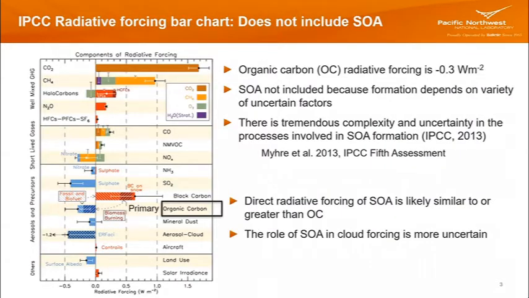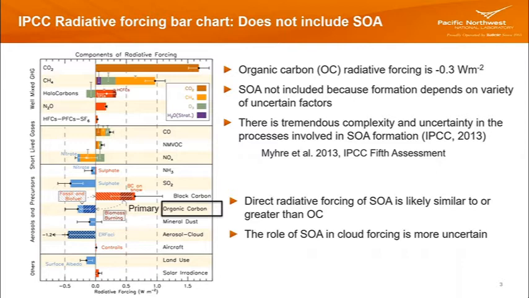Okay, so this is just another chart from the IPCC radiative forcing. On the top, you have all the greenhouse gases, and they are warming. Then in the central portion, you have things like black carbon and organic aerosols. But the main point here is that the organic carbon, which was included in the IPCC radiative forcing bar chart, is mostly primary.